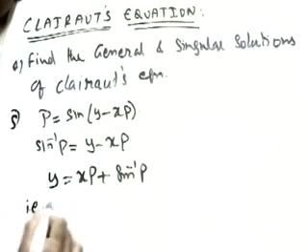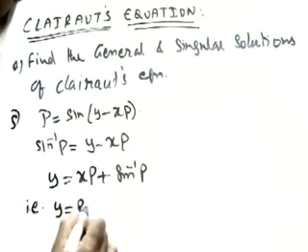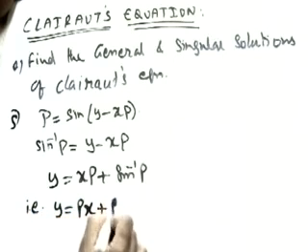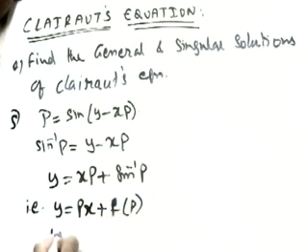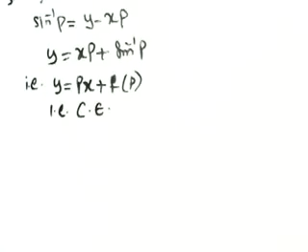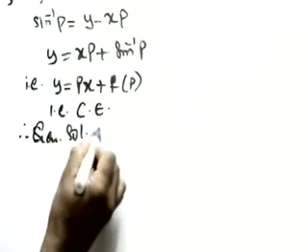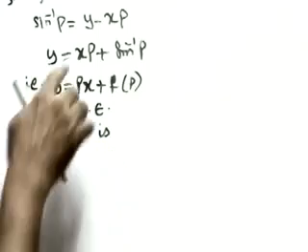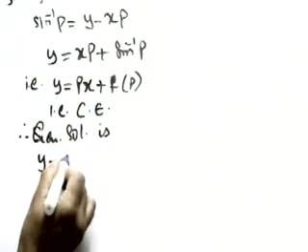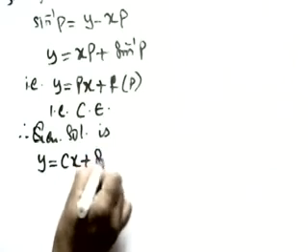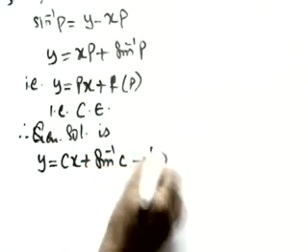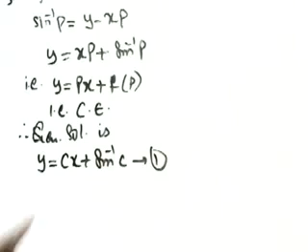Now it is of the form Clairaut's, y equals px plus f of p. That is Clairaut's equation. Therefore, for the general solution put p equals c, and we'll get the general solution. Therefore, the general solution is y equals, in place of p we have to write c, so cx plus sine inverse c. Let us note this as 1.